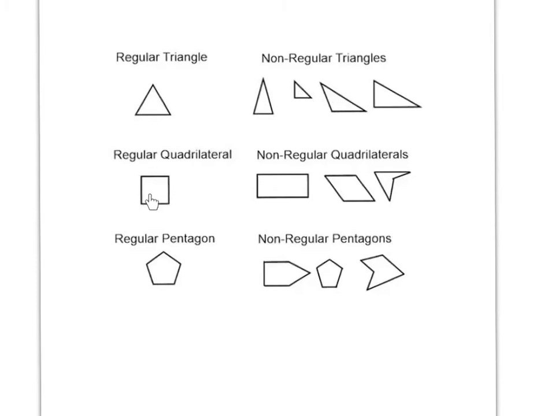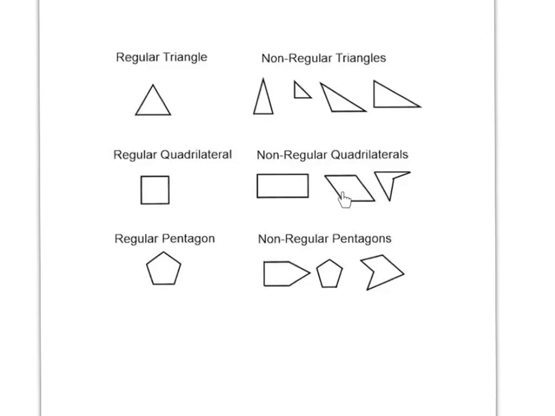We have a regular quadrilateral. All the sides are the same length and all the angles look like they're 90 degrees. But over here, we have examples of irregular quadrilaterals or irregular polygons. The rectangle. We have 2 sides that are the same, they're opposite, and these 2 sides are the same. Not all 4 sides are the same length. That's what makes it irregular.